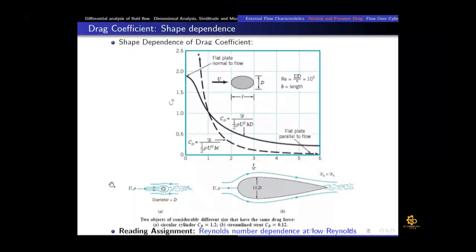So if we can make a body streamlined, which means that we increase the length and reduce the frontal area, it would make the drag force less and less, right? I hope that this point is clear to you. I am just repeating it because it is a very important point in terms of the design of bodies when they are going to be exposed to an external flow situation.